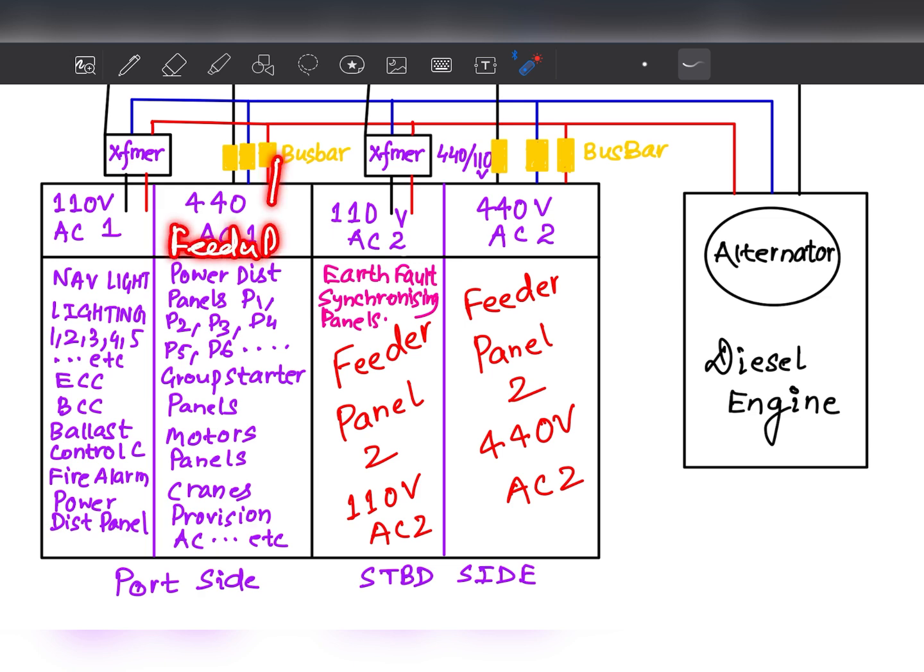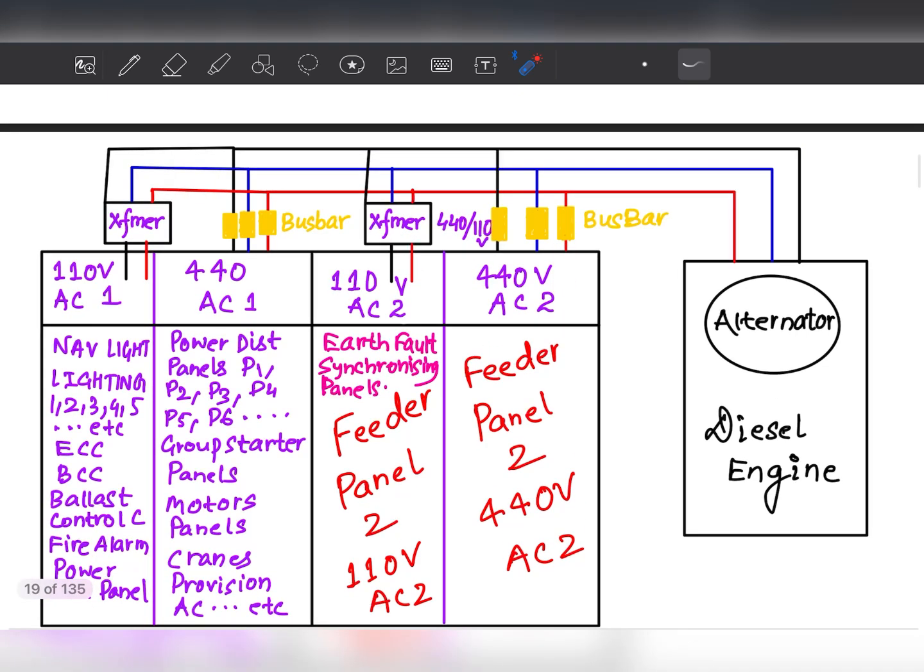Okay, feeder panel 1. And after that this power also provides the starboard side feeder panel 2 and the low voltage side 110 volt feeder panel 2. So how is the power distributed? It comes from the generator via the cable, goes to the bus bar, and then goes to the feeder panel. And the same on the port side and the starboard side also.